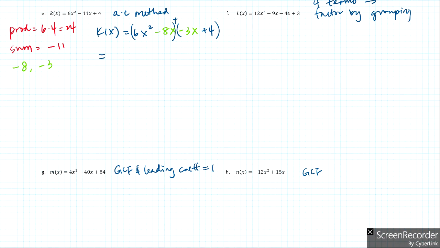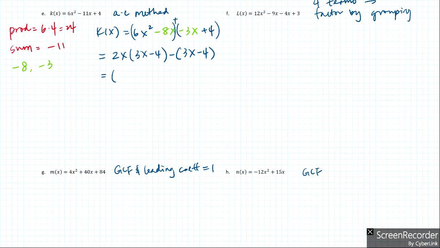In the first parentheses, if we take out the GCF, 2 and x are both part of the common factors. That leaves us with 3x minus 4. In the second parentheses, we can factor out a negative sign. Plus a negative 1 makes it negative, and that means we change all the signs inside the parentheses. That becomes 3x minus 4.